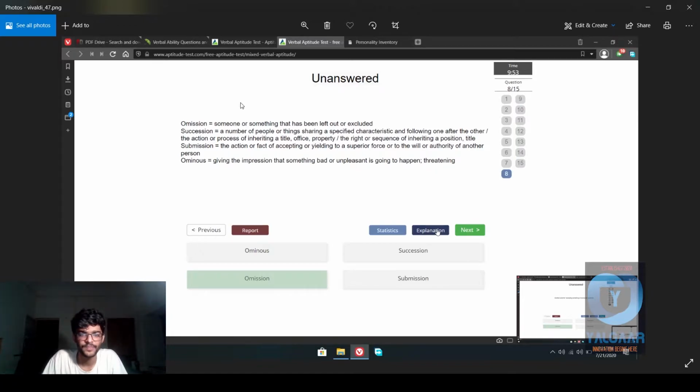Omission, yeah, they've given an answer. Someone or something has been left out or excluded. Omission. Succession, number of people or things sharing specific characteristics following one after the other.